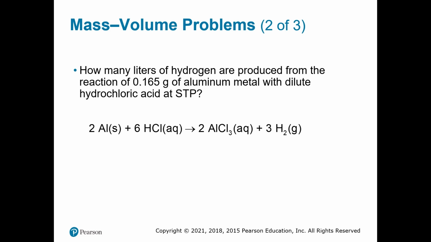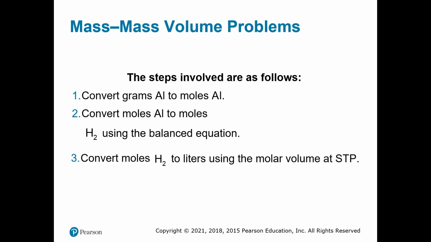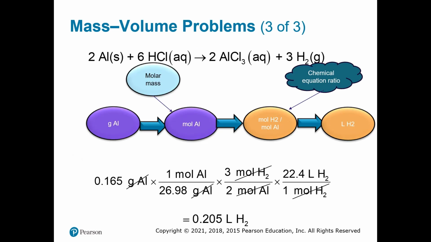In this example, they ask how many liters of hydrogen are produced from the reaction of 0.165 moles of aluminum metal with diluted hydrochloric acid at STP. Remember, STP means that 1 mole of any gas will occupy 22.4 liters. Okay, that's the volume. So here our given data is 0.165 of aluminum. So what are you going to do? Always remember to look if the reaction is well balanced, because if it's not, you need to balance it first, okay?